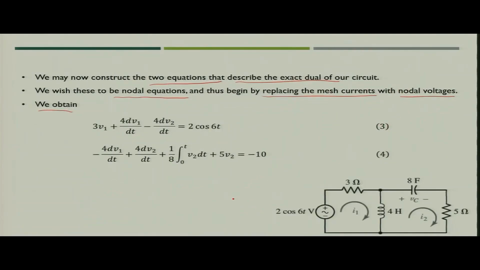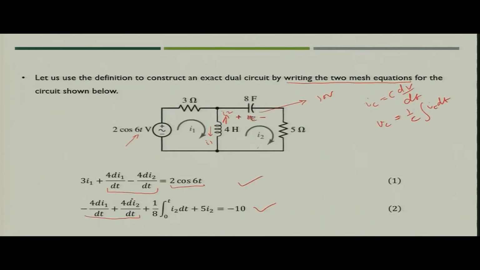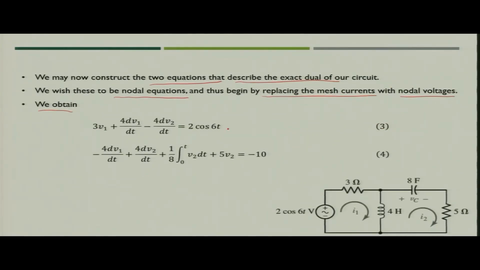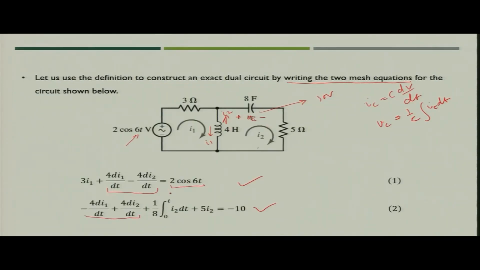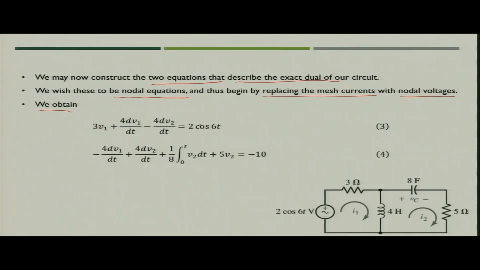So, what will we write? 3V1 plus 4 dV1 by dt minus 4 dV2 by dt, because here dI1 by dt minus dI2 by dt is there, and then 2 cos 6t. So, this will remain the same from a value perspective, but not from the source perspective, which we will discuss when we go forward.